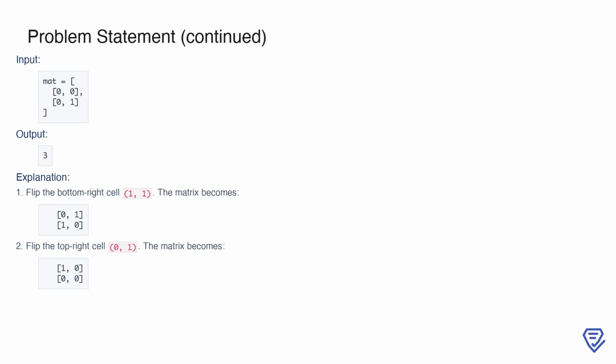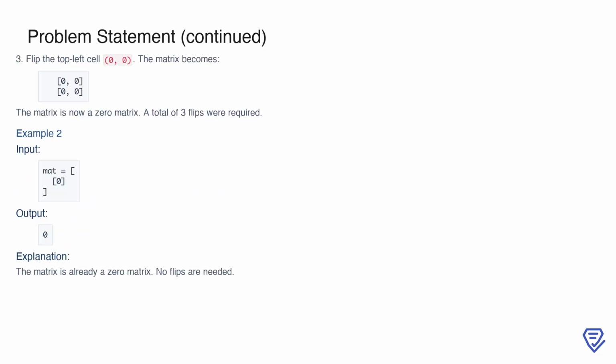At this point, the matrix is almost a zero matrix, except for the top left cell. To complete the transformation, we flip the top left cell at position 0, 0. This operation changes the value of the selected cell and its neighbors, resulting in the matrix 0, 0, 0, 0, which is now a zero matrix. In this example, it took a total of 3 flips to achieve the desired transformation.